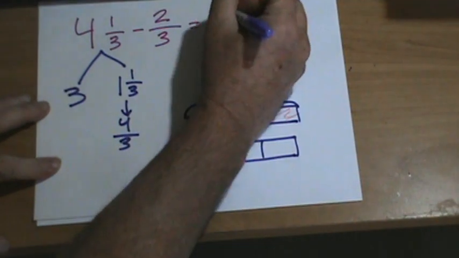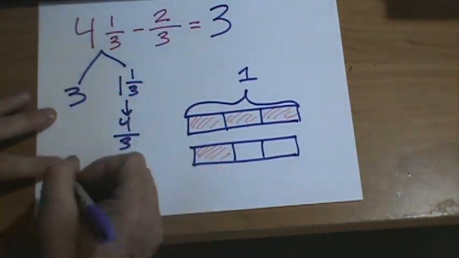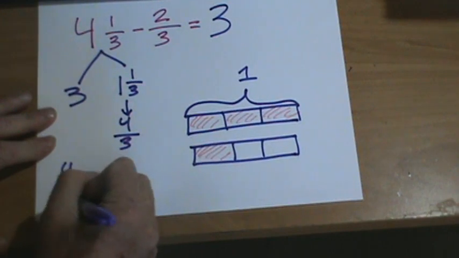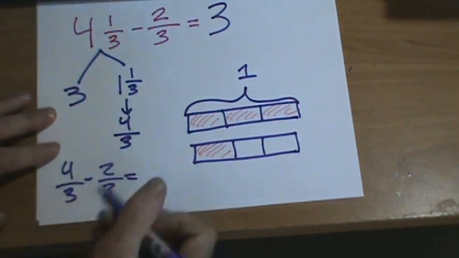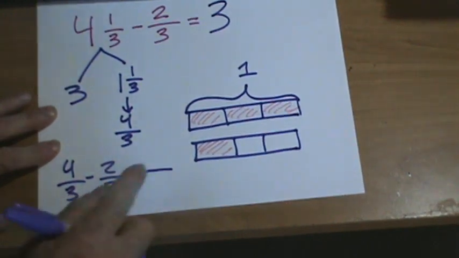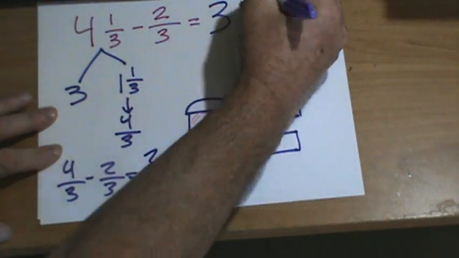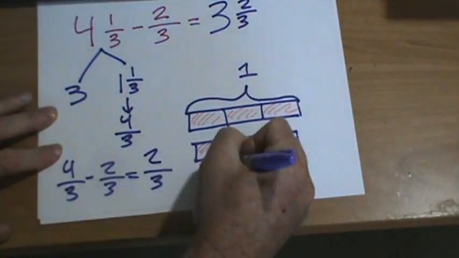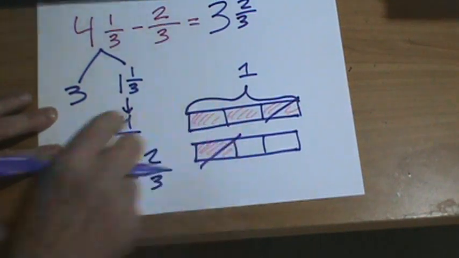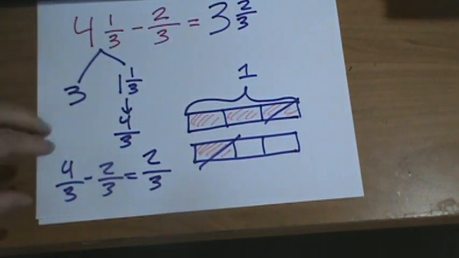We have our 3 wholes. What's 4 thirds minus 2 thirds? Well, we know that. 4 thirds minus 2 thirds, what would that equal? Well, we know the denominator does not change. It stays a 3, and 4 minus 2 is 2. So 3 2/3. And look what happens. I had 4 thirds here, minus 2, 2/3 left. So 4 1/3 minus 2/3 equals 3 2/3.